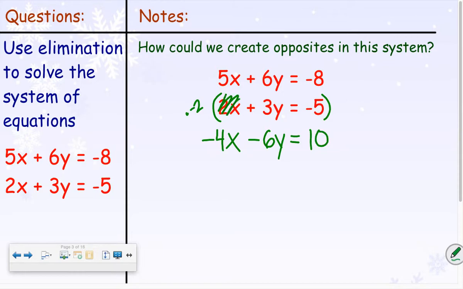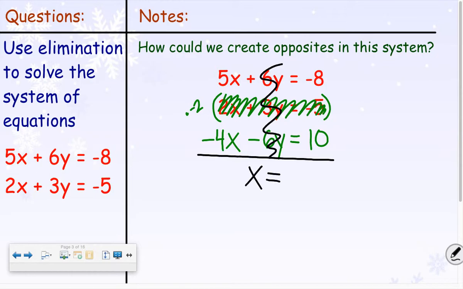Then I'll cross off the equation I just multiplied, and I'm going to see if I have opposites. 6 and negative 6 are opposites, so I'm going to get rid of those. 5 minus 4 is 1x, or x. Negative 8 and 10 make 2. So x is 2. I'm going to plug 2 into my first equation.